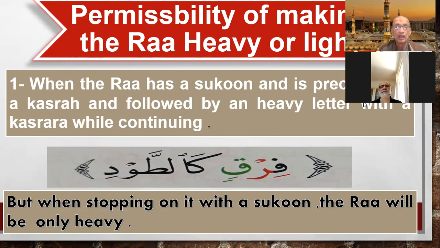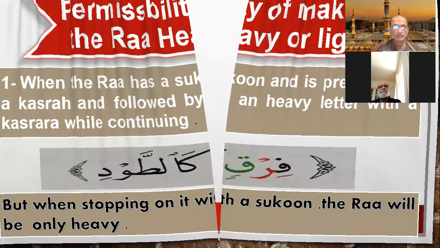But when stopping on it with a sukun, the Ra will be only heavy. Why? فرق. This is the only word in all the Quran. Two ways when continuing, but only one when stopping. Two ways, light or heavy, when continuing, but when stopping only heavy. Okay? Understand this? Yes, Sheikh.